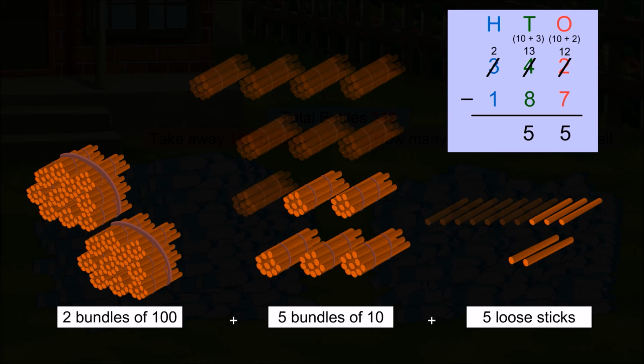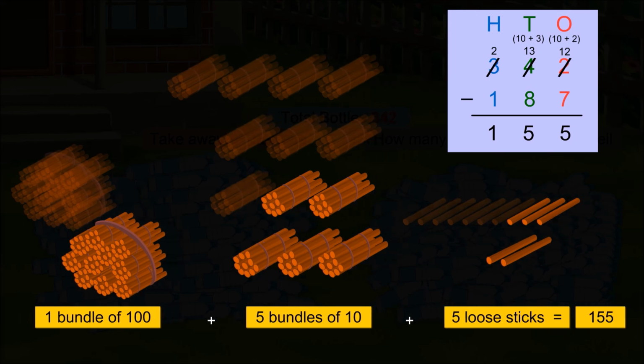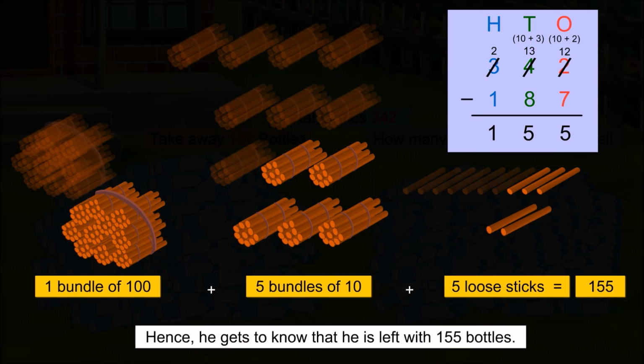At last, he takes out 1 bundle of 100 from 2 bundles of 100. He is left with 1 bundle of 100, 5 bundles of 10, and 5 loose sticks, which make a number 155. In the place value system, he records a calculation by subtracting 100 from 200, as he did the same using bundles of hundreds. Hence, he gets to know that he is left with 155 bottles.